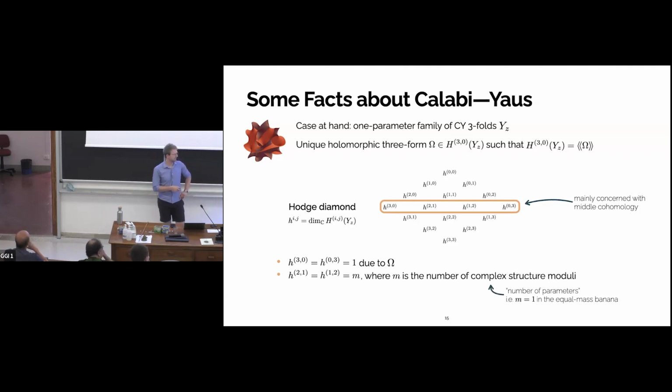And then yet another thing that you can say is that H21 and H12 are equal to M, where M is the number of so-called complex structure moduli. You can just think of them as, to some extent, the number of parameters in your Feynman integral. In this case, M equals 1, because you only have the one variable z.